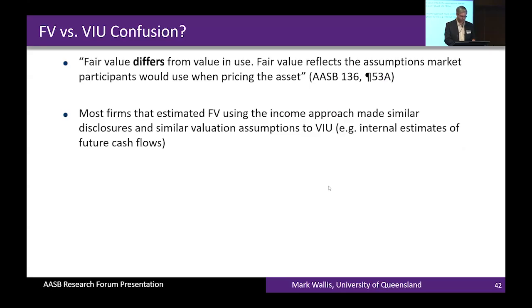So the standard tries to make clear that value in use and fair value less cost of disposal are distinct. But in practice, we found that it was often a bit ambiguous and would be quite confusing to investors. When we saw firms applying fair value less cost of disposal with the income method, they made disclosures that looked very much like what you would disclose with value in use. And they often made the same type of assumptions that you would make with value in use, like sticking to the 5-year forecast horizon that the standard suggests for value in use.